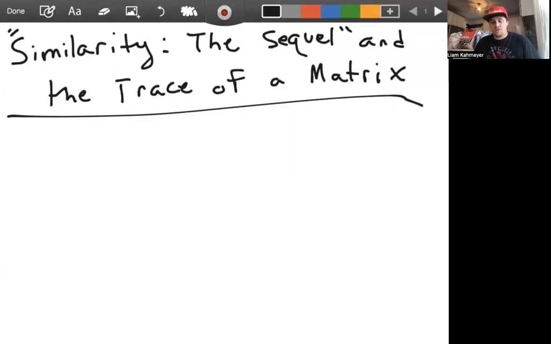Okay, so I want to start this week by talking a little more about the similarity of two matrices, and then I also want to talk about the trace of a matrix. And really, this is just kind of a prerequisite lecture for the main topic of diagonalization.